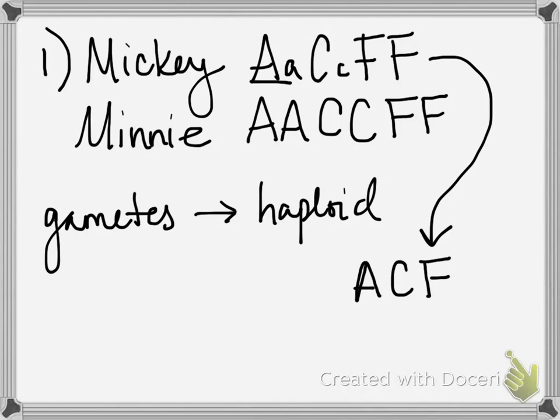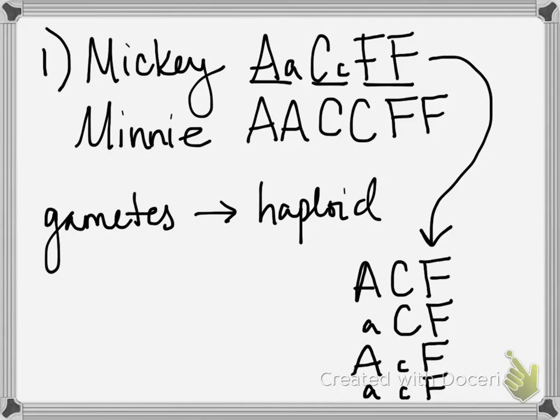Another possible combo is little a, big C, big F. Another combo is big A, little c, big F. And the last possible combo is little a, little c, big F. You see that for each gene you only get one of the alleles in the gamete. This is true because a gamete has to be haploid, because it'll then undergo fertilization with another haploid to create a diploid zygote.